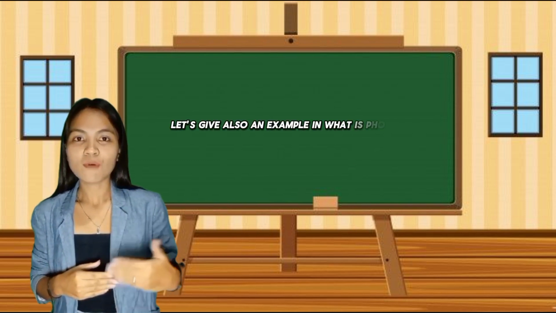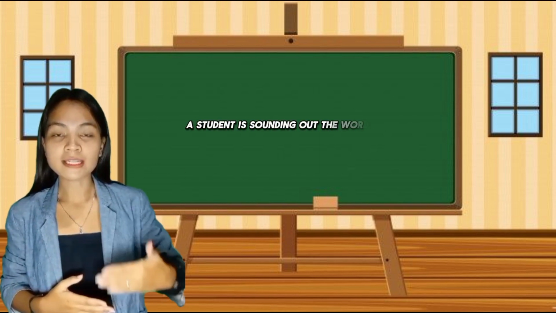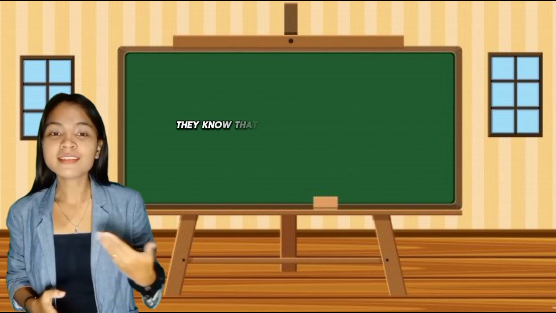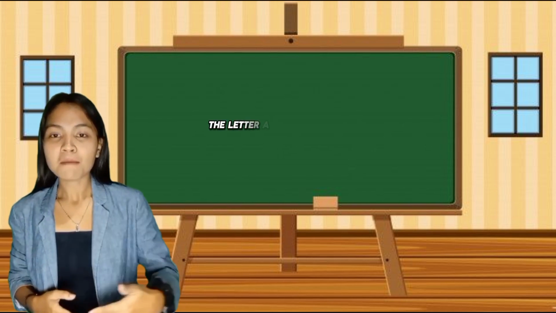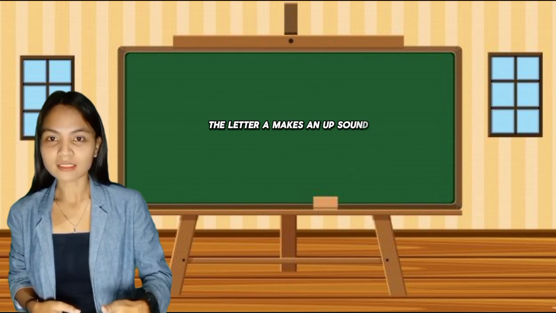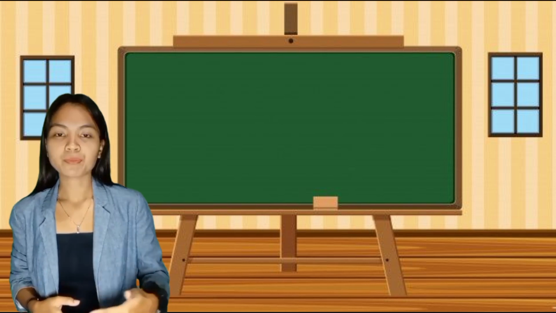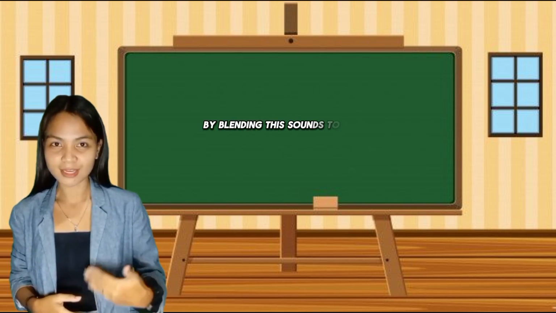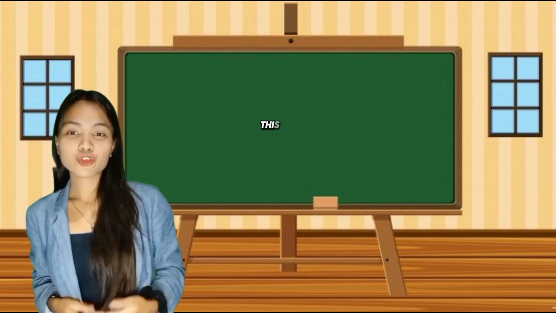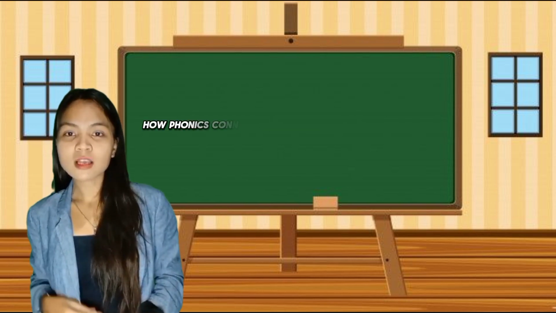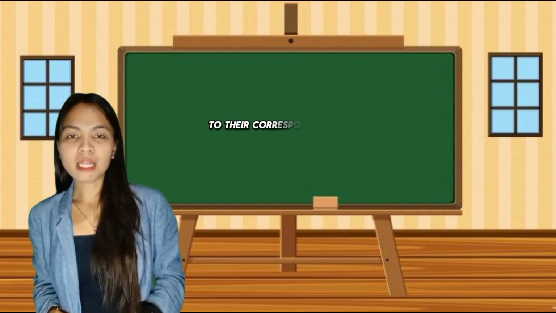What is phonics? A student is sounding out the word cat. They know that the letter C makes a K sound, the letter A makes an A sound, and the letter T makes a T sound. By blending these sounds together, they can read the word cat. This shows how phonics connects the individual sounds of the word to their corresponding letters.